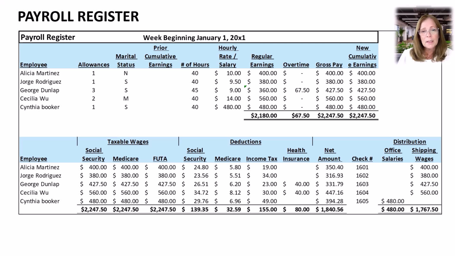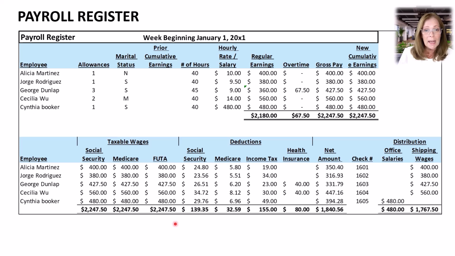Our starting point is the payroll register for the first week of January. It starts with the name of the employee, allowances and their marital status. Next are the number of hours and the hourly rate and the calculation of regular and overtime wages. The payroll register then continues with the taxable wages for Social Security and Medicare taxes. And typically there would also be a column for federal and state taxable wages. In our example here, all of the taxable wages are the same.